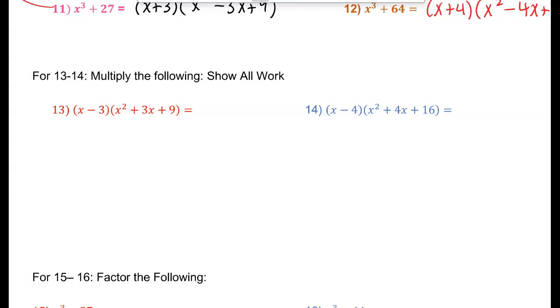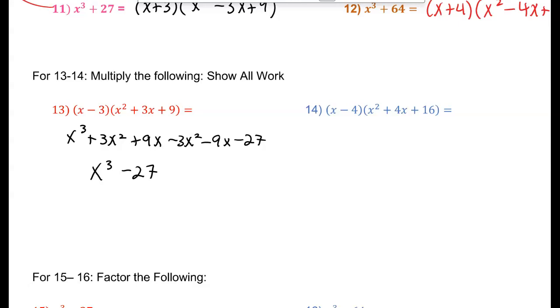All right, see if I can get caught up with you guys. Got my x cubed plus 3x squared plus 9x minus 3x squared minus 9x minus 27. Is that what you guys got? So we got x cubed minus 27.